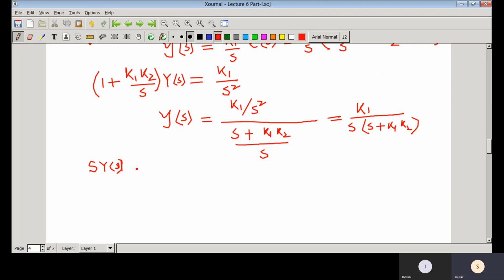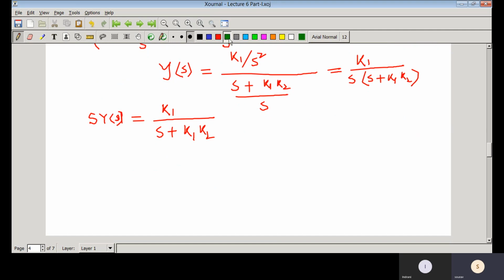Y(s) equals K1 divided by (s plus K1 K2). In this closed loop feedback control system, we have taken K1 and K2 to be positive. Since K1 and K2 are positive, the poles are on the left hand side of the s plane. That means this one is analytic.